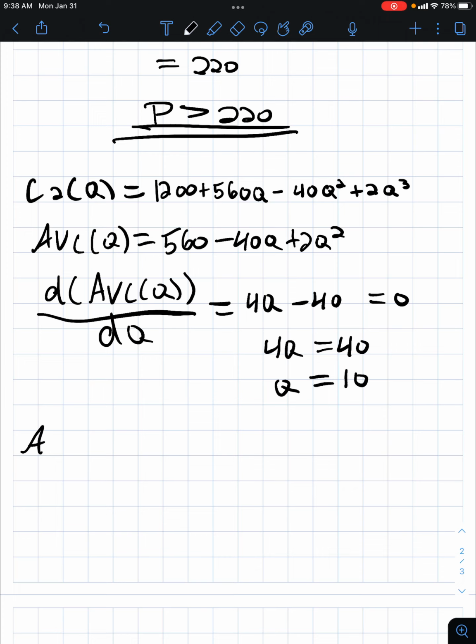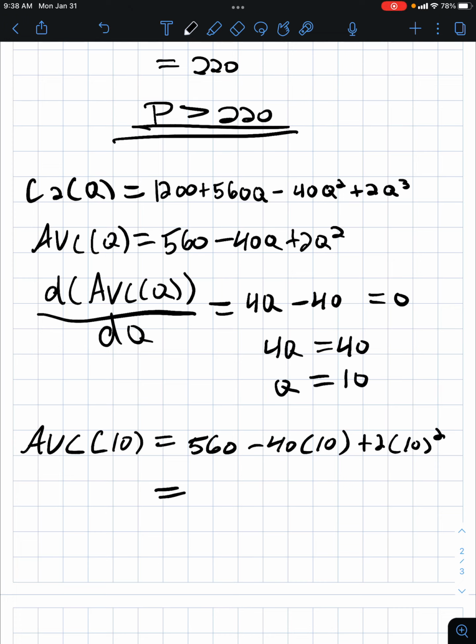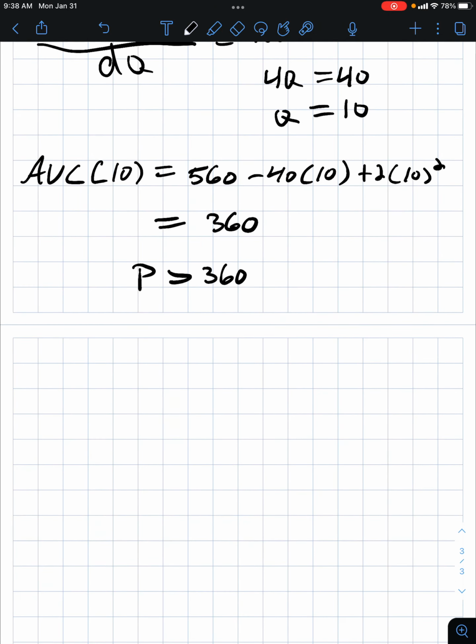Now we find out average variable cost where Q is equal to 10. This is equal to 560 minus 40 times 10 plus 2 times 10 squared. Plug this into the calculator, you should get 360. So for firm 2, we're producing in the short run where the price is greater than 360 and shutting down where the price is less than 360.